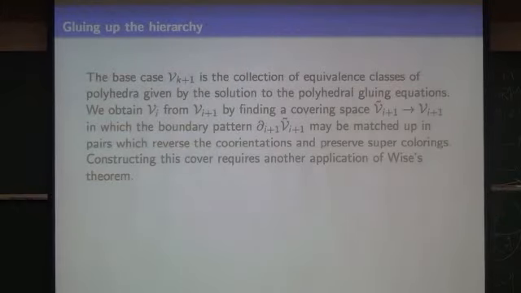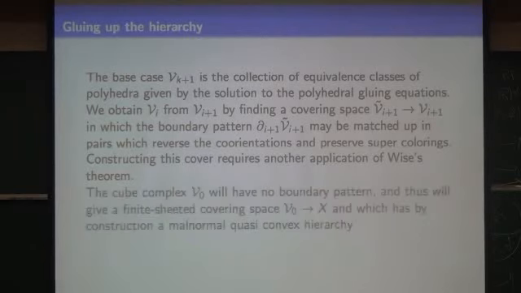Now, there's an issue that when you want to glue the (i+1)st boundary pattern at the (i+1)st stage to get the ith stage, everything matches up in pairs, but it turns out they're coverings of a fixed complex. They don't match up isometrically. So you have to apply Wise's theorem again to pass to a further covering space in which everything matches up in pairs isometrically. So I'm using Wise's theorem again there.